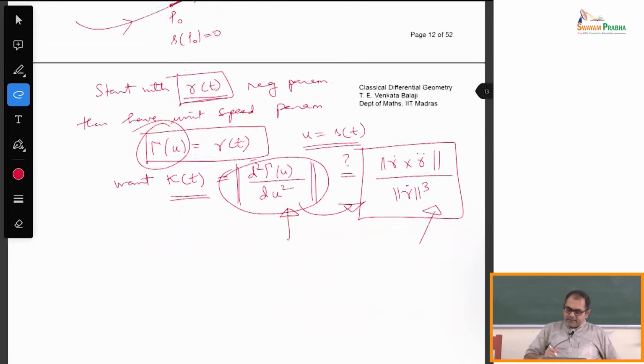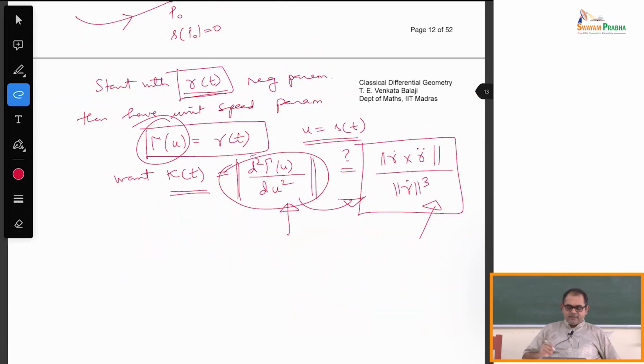So first of all, you can verify certain things. Why is this capital gamma of u unit speed? So you calculate gamma dot of u. This is d gamma of u by du. Remember, this dot is always the first derivative with respect to the argument. When I write gamma of u, the variable is u, and gamma dot is d by du, whereas when I write small gamma dot of t, the dot there is d by dt. So you have to be careful about that.